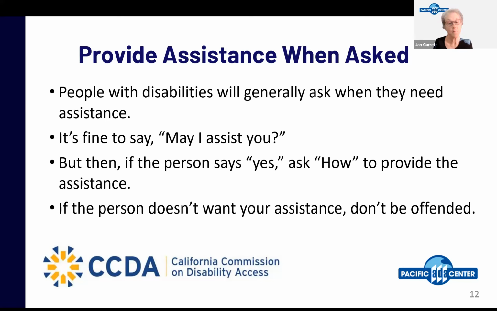There are times when it may look like to somebody that I'm struggling, like to pull my cell phone out of my pocket on the back of my wheelchair, for example. But it may be really important that I be able to do that independently, because I may need to do it when no one else is around. So if somebody says, oh, no, thanks, I got it, don't be offended by that. It's okay. You asked, you did the right thing. And if they say no, they say no, and you can move on.